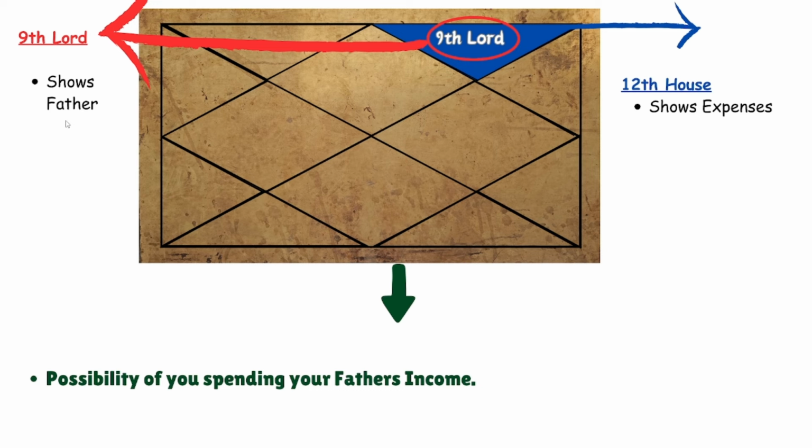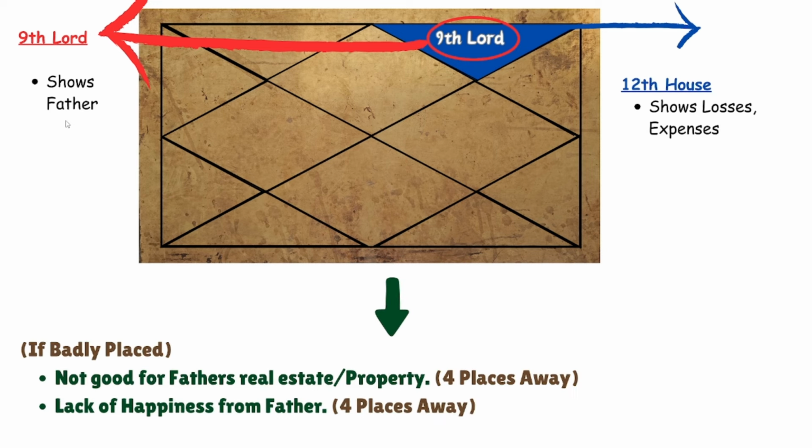Now, the ninth lord shows father, and the 12th house is the house of losses, expenses. Okay, so if it is badly placed, then it is not good for the father's home or real estate or property, because the ninth lord is going four places away.